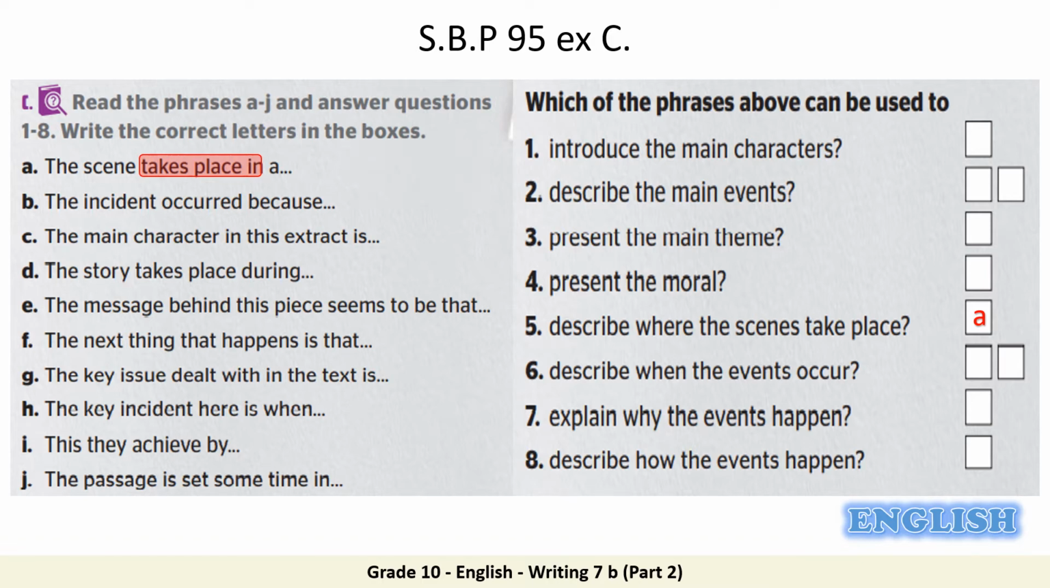Welcome back. Let's go to B. The incident occurred because. So the keyword here is because. And it gives me information about the reason. So it answers the question why. That's right. So can you look at these functions and tell me the answer? Correct. The function of this phrase is to explain why the events happen.